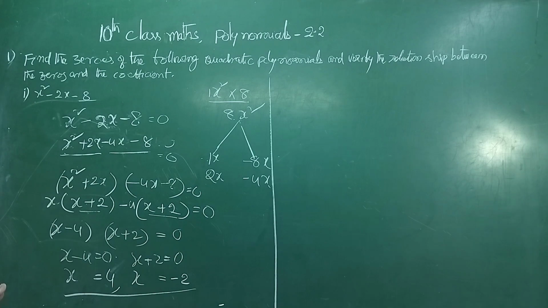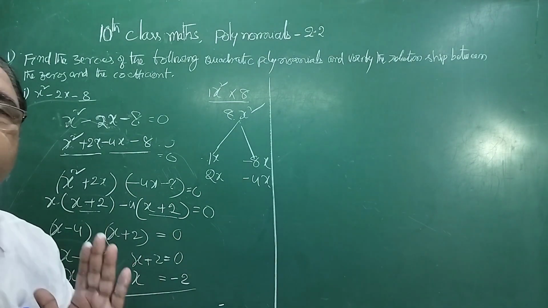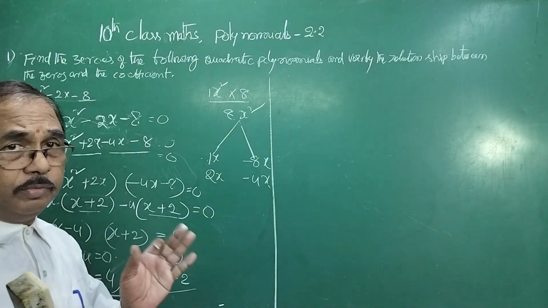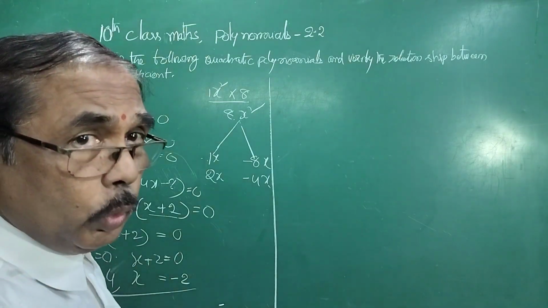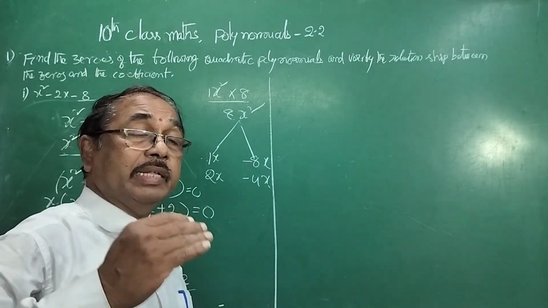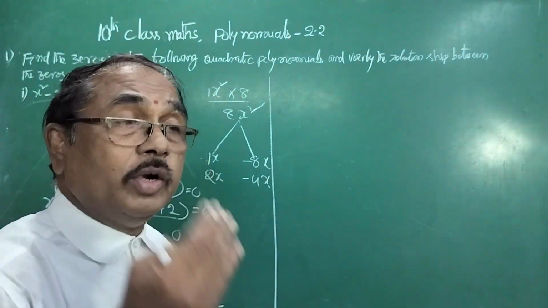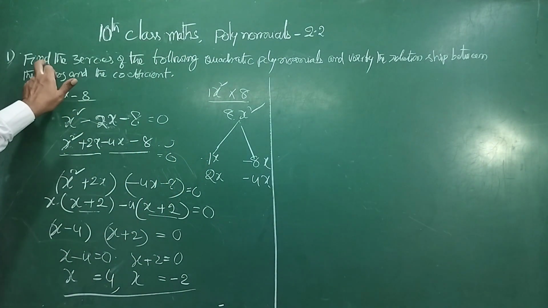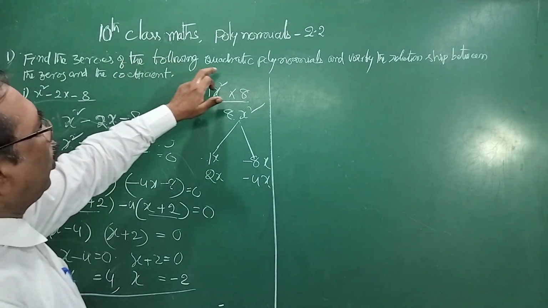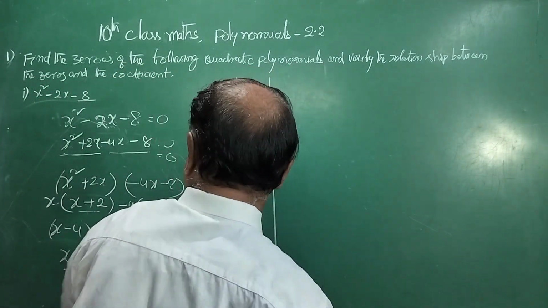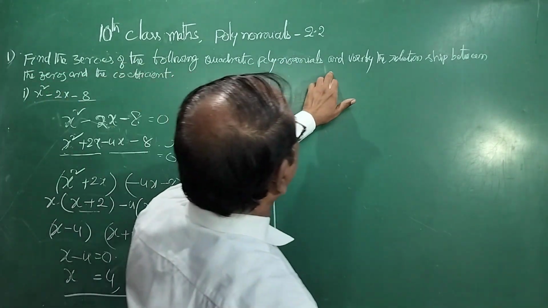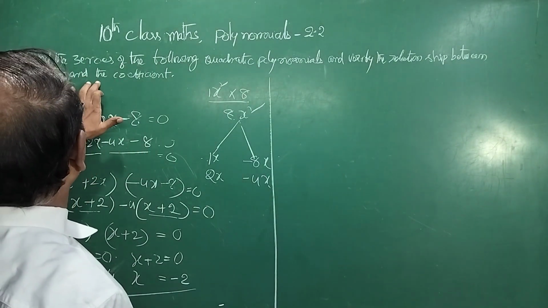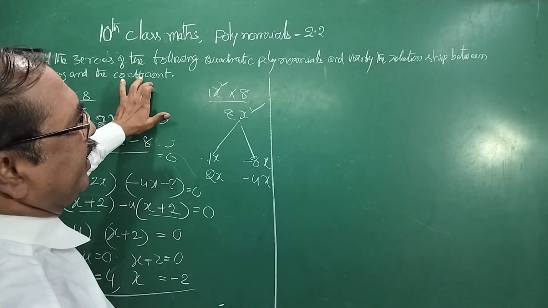What is one part? We found the zeros of the quadratic polynomial. Are you able to understand? I am telling very slowly and at the same time in such a way that you understand well. Next, what is the question? Find the zeros of the quadratic polynomial. Up to here we did.